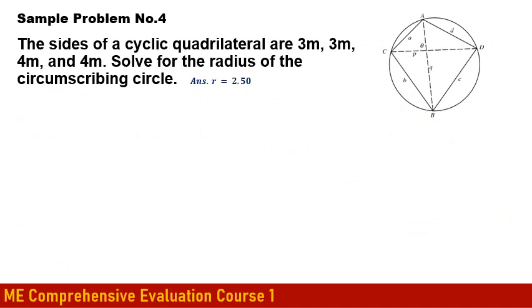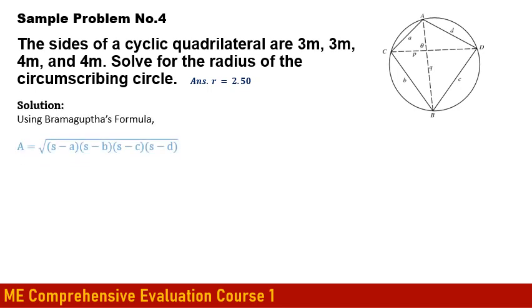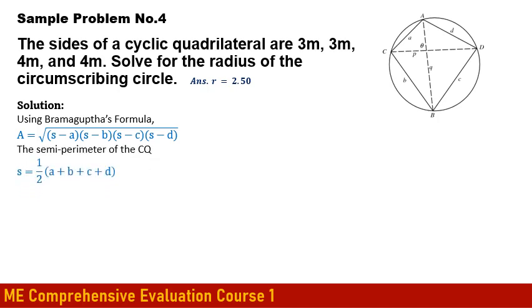The sides of a cyclic quadrilateral are 3 meter, 3 meter, 4 meter, and 4 meter. We are to solve for the radius of the circumscribing circle. So this is the cyclic quadrilateral. We know from Brahmagupta's formula that the area of the cyclic quadrilateral can be computed using this formula here, wherein the semi-perimeter of the cyclic quadrilateral is the sum of all the sides divided by 2. Substituting those values, we can get the semi-perimeter as 7 meter.